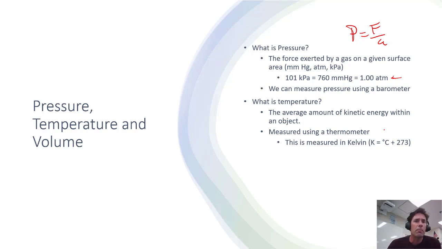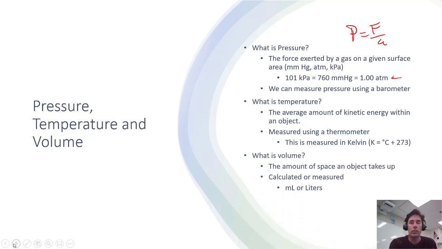And that's going to play a key role when we start talking about how we can predict what would happen to a gas if we were to change the pressure, the temperature, or the volume. All right. The last one is volume. Volume is just literally the amount of space an object takes up. We can either calculate it or we can measure it, and we usually measure that in milliliters or even liters.